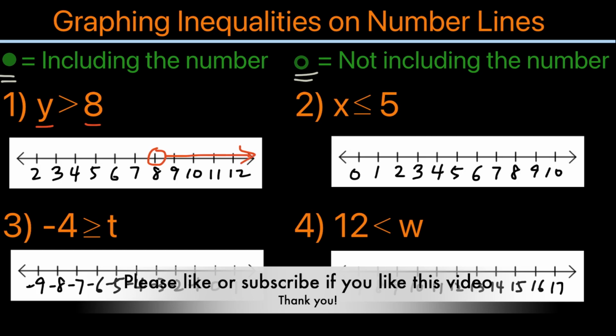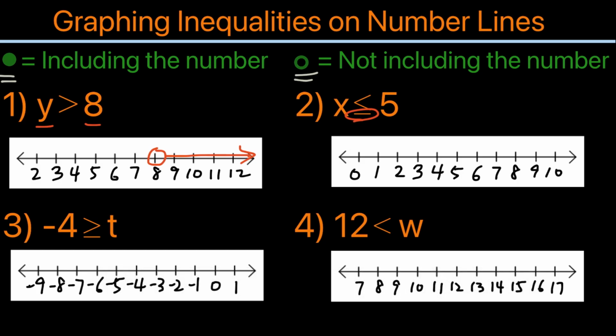For the second example, we have x is less than or equal to 5. Now notice there's an equal sign here, it means that x can also be 5. So that means that it includes the number and needs to be a solid dot. So the 5 is here, so we'll make a solid dot. It needs to be less than or equal to 5, so we will go this direction. And that's the answer for the second example.